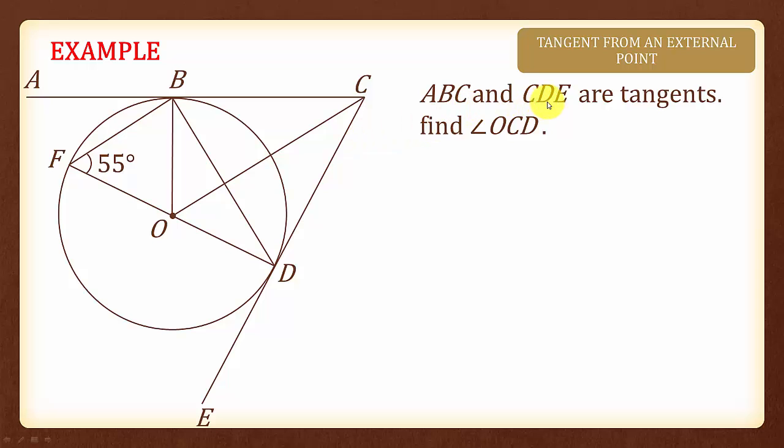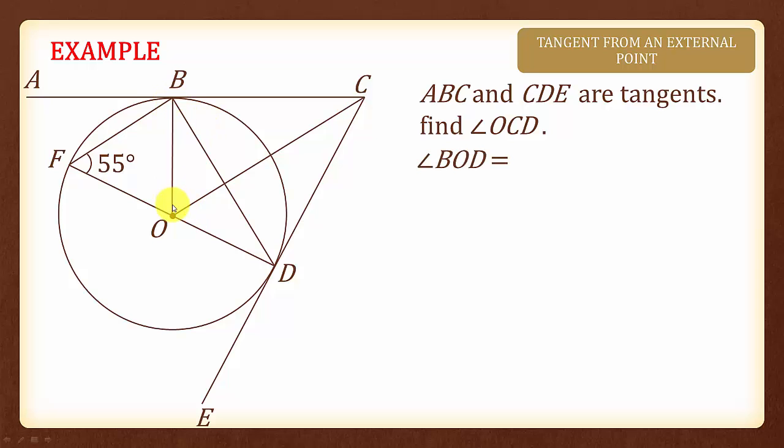ABC and CDE are tangents. We are asked to find angle OCD here. To find this angle, we will first need to know what is this angle here. And can we find this angle?